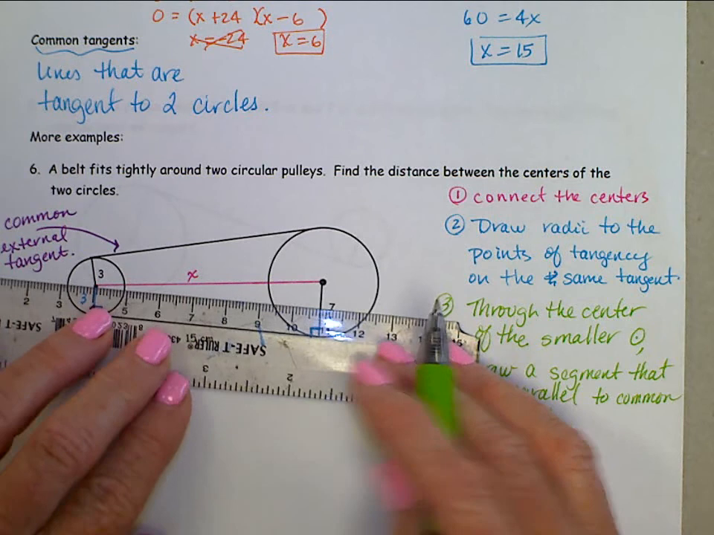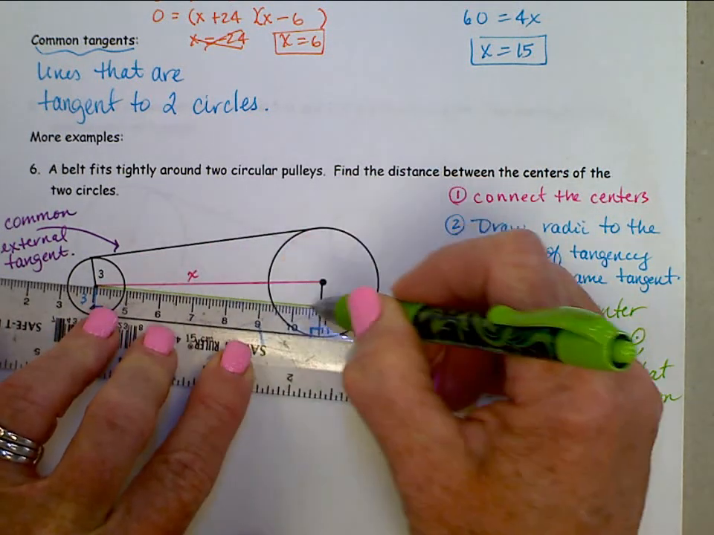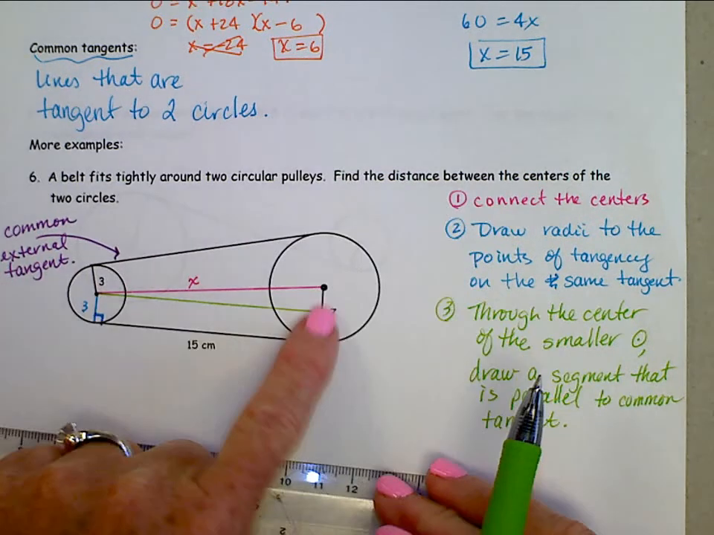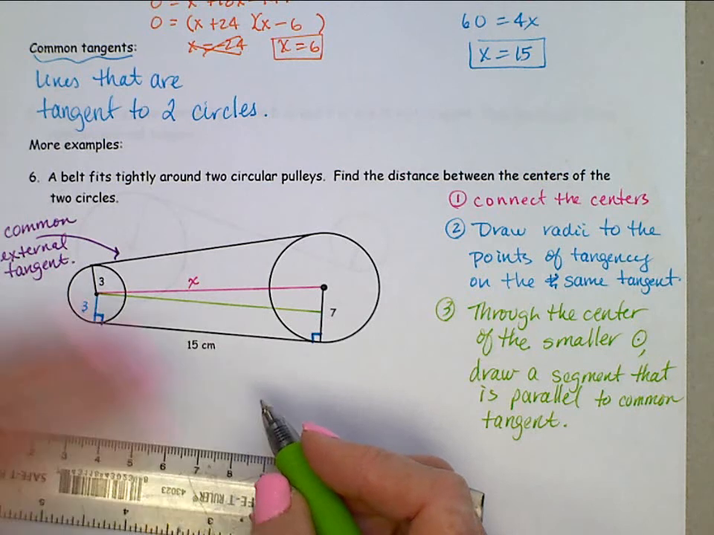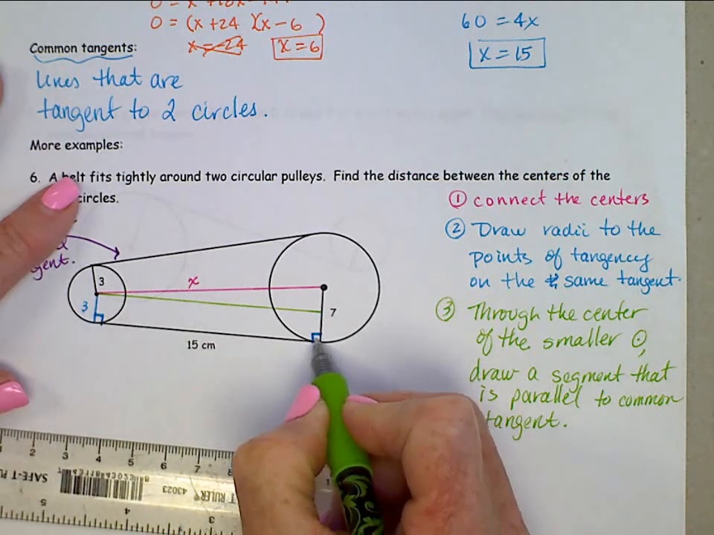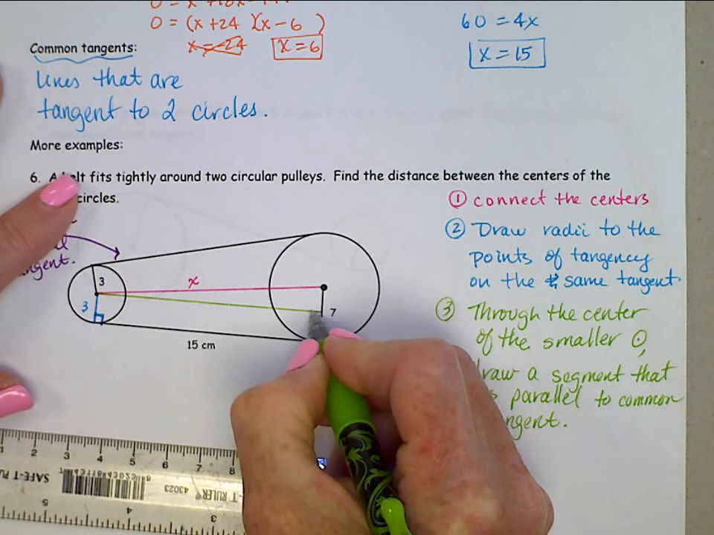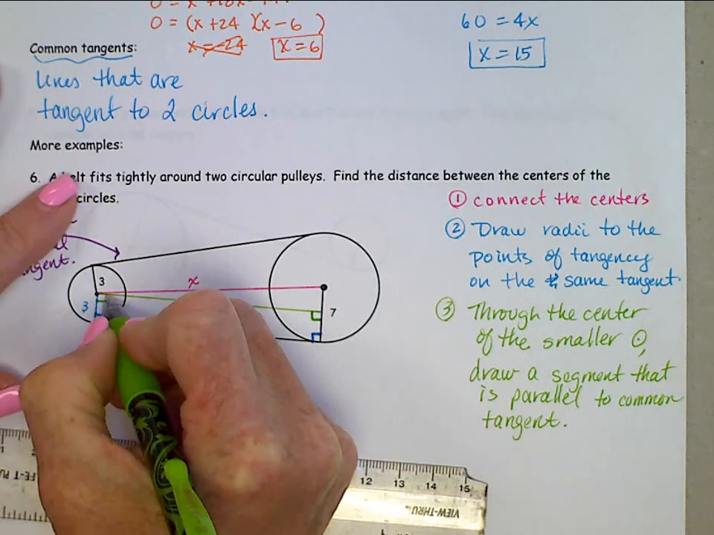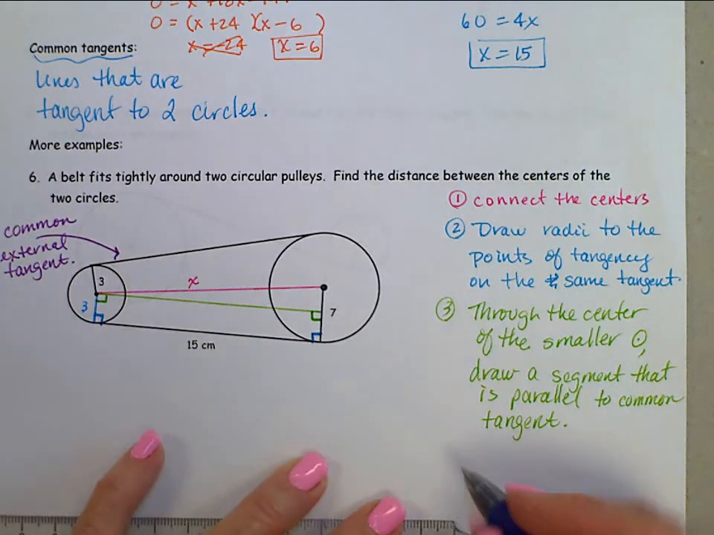Parallel to the common tangent. It's really important. It's parallel to the common tangent, not parallel to the line joining the centers, but parallel to that common tangent. Which means if this was a right angle down here and we're going parallel, that's a right angle here, and this is a right angle over there. So your next step is actually to mark all the right angles.